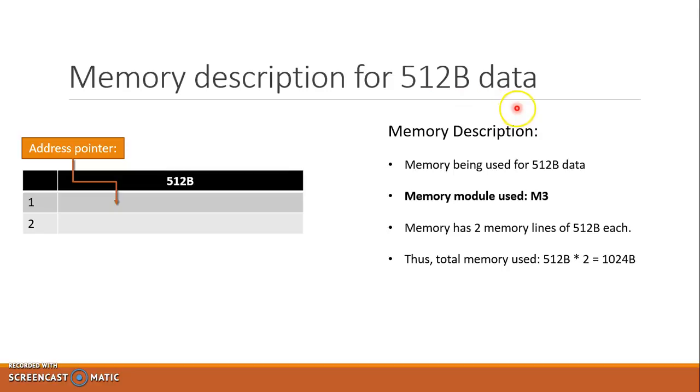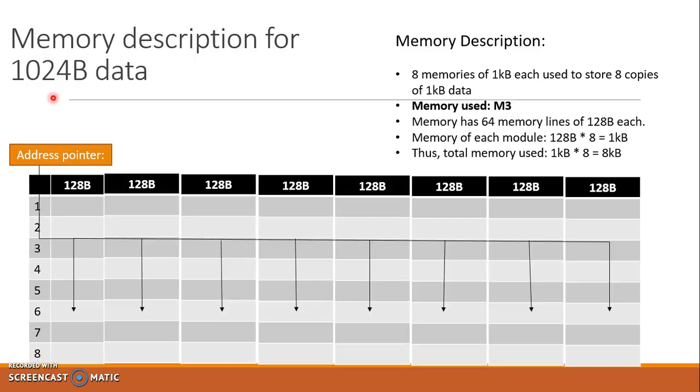For the 512 byte data, we are using a single M3 memory. It is 512 bytes wide and it has 2 columns. So all the odd addresses will be stored here and the even addresses will be stored here. For 1024 bytes of data, we are using 8 M3 memories which are 128 bytes wide and have 8 lines. So we can store 8 of 1024 bytes of data. The mapping is done such that the first and the 9th location are stored here, the second and the 10th location are stored here, and so on.